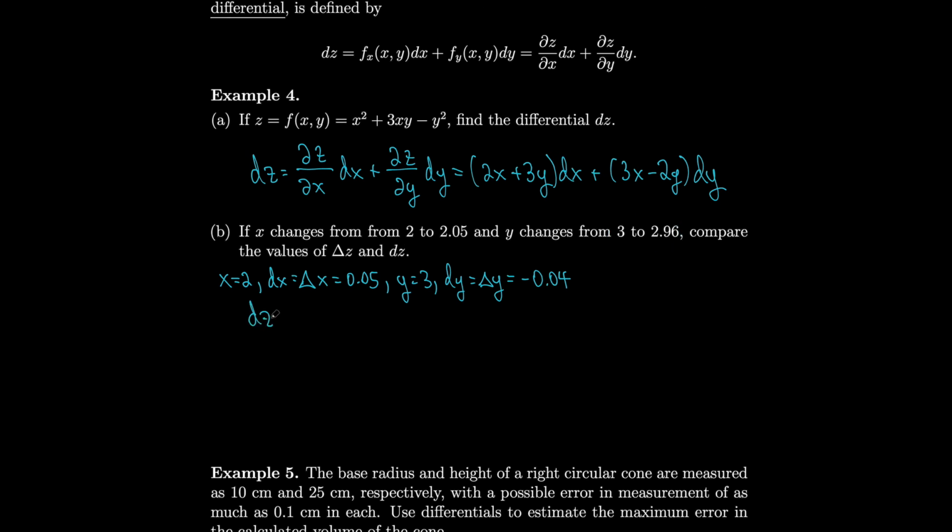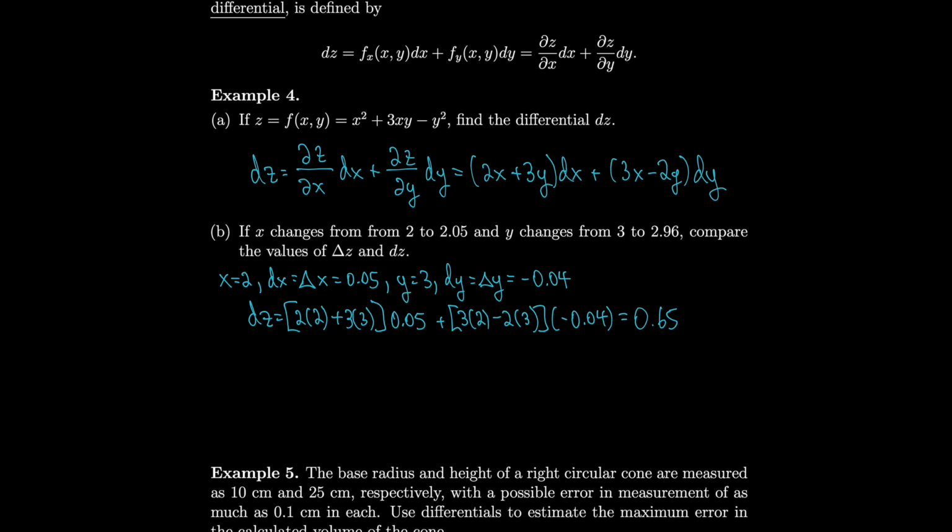So then our dz is 2 times 2 plus 3 times 3 times 0.05 just by plugging in, and then plug in for the second part, and we get 3 times 2 minus 2 times 3 times negative 0.04. So it just works out to 0.65. It's actually not that bad. You could even do this, I mean, it wouldn't be fun, but you could even technically do it without a calculator because you would just be multiplying a little bit and adding.